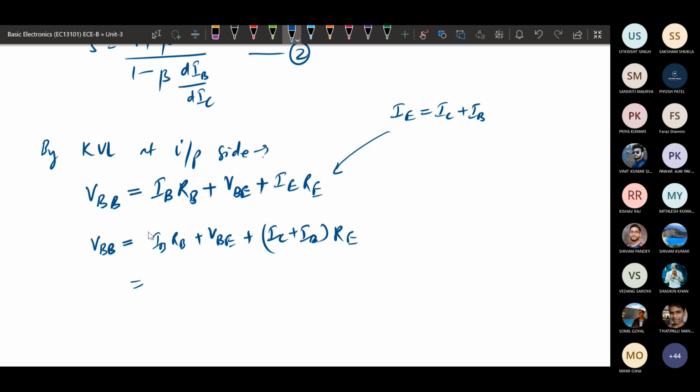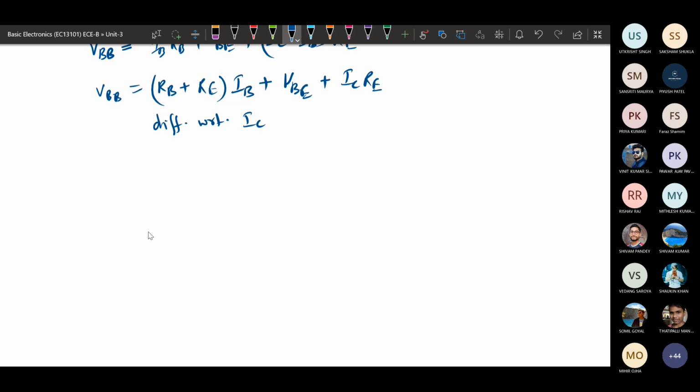So we can separate out IB: RB plus RE multiplied by IB, plus VBE plus IC RE. Now, since we have separated IB and IC, we will differentiate it with respect to IC.